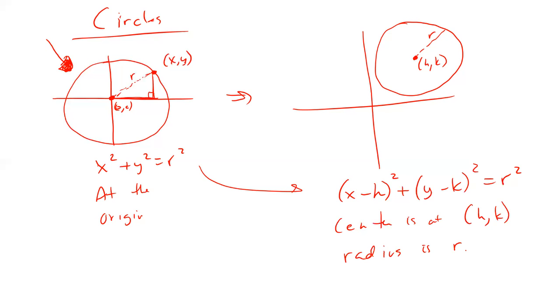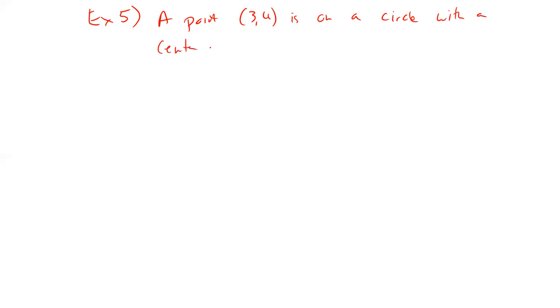So we want to develop this whole concept, or practice with this here. Exercise 5, I assume. So I have a point (3, 4) that is on a circle with a center of (-1, 2).